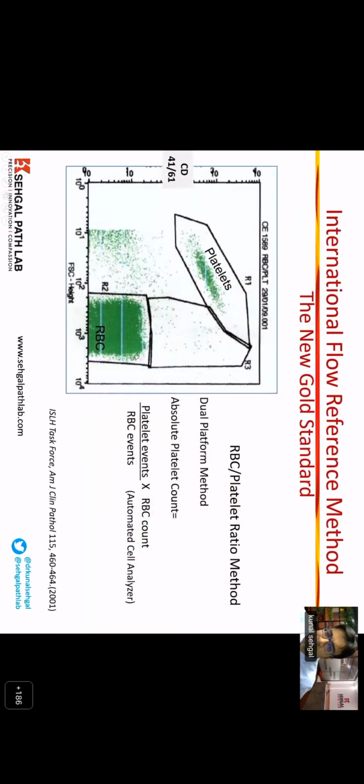They are gated on the right axis. So what we do in this is we take the platelet events from this box, RBC events from this box, and we multiply by the RBC count, which is obtained from the automated RBC analyzer, because that is supposed to be a very, very accurate count. RBCs are in millions over there. So this ratio of platelet events to RBC events by flow is what is utilized for calculating the platelet count.